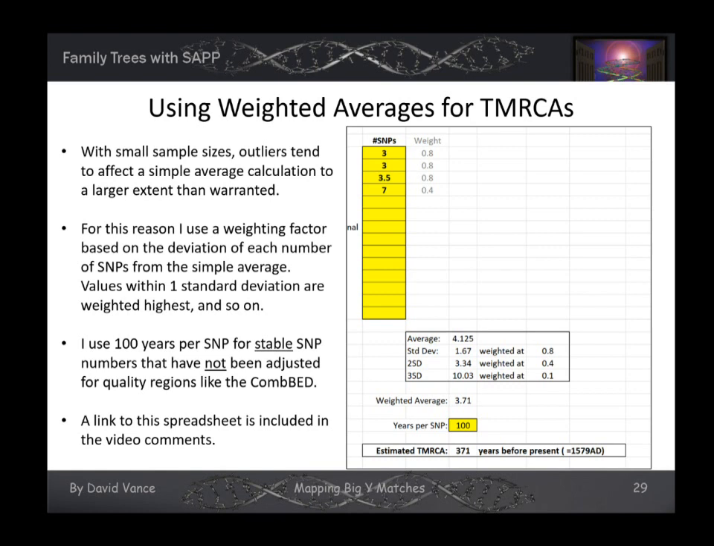Again, it doesn't necessarily change things all that much, but it gives me a little more confidence that I am adjusting the data for what appear to be outlying numbers at the extremes, either a lot more than I would expect or a lot fewer, depending, which actually does seem to happen as you collect matches in different branches.